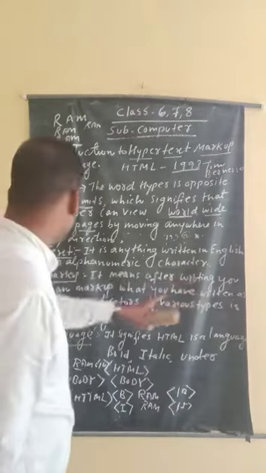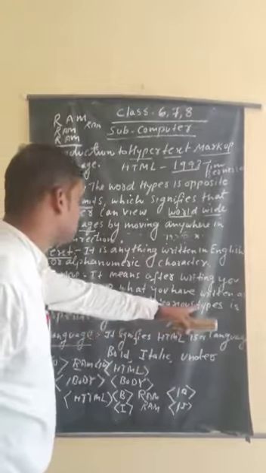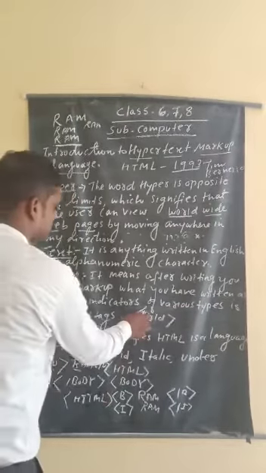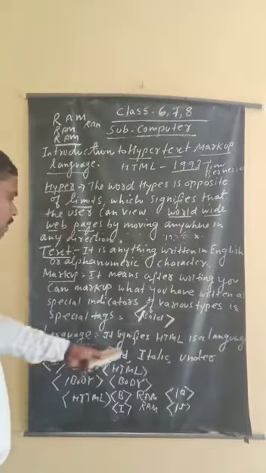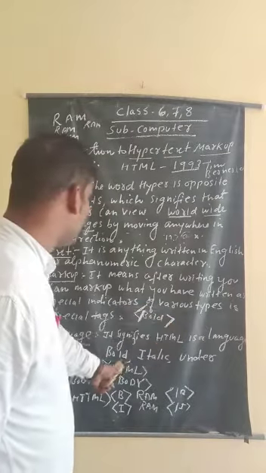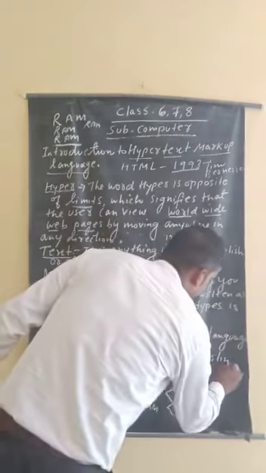Markup language means after writing you can mark up what you have written with special indicators of various types, which is special text. There is text also in bold. This is not text, but it is not an angular text. And language signifies HTML language, in bold or italic or underline letters. You can write underline letters.